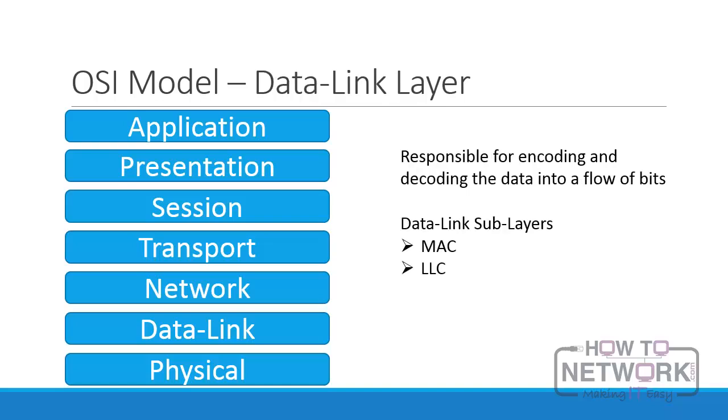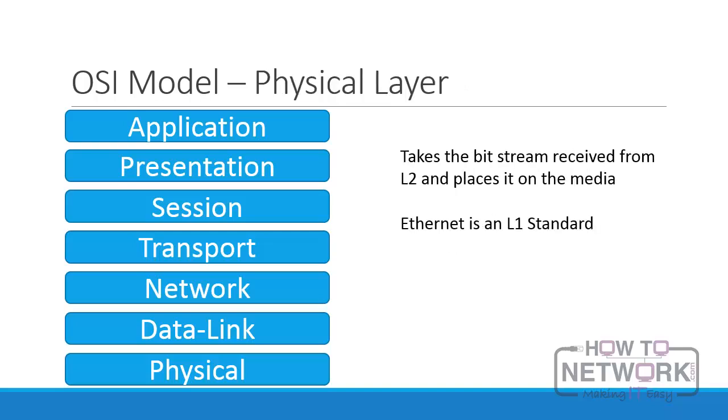The data link layer, L2, is responsible for encoding and decoding the data into a flow of bits. The data link layer is made up of 2 sublayers, the MAC, Media Access Control, and LLC, Logical Link Control. These sublayers deal with the computer's physical address and how it negotiates access to the media. The physical layer, L1, takes the bit stream from L2 and places it on the media. Standards for cabling and communication are established at this layer. Ethernet is an L1 standard.